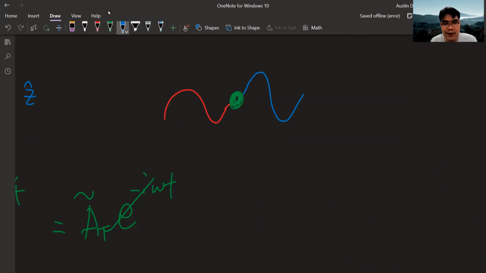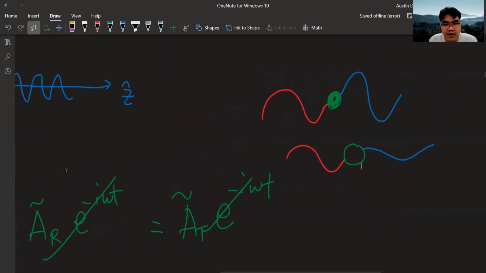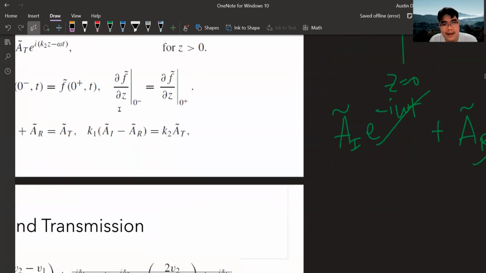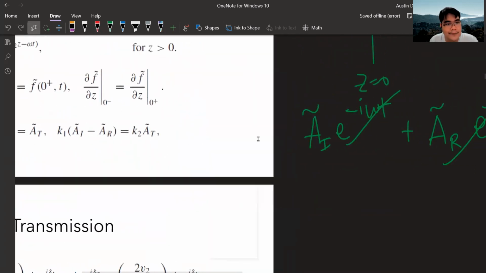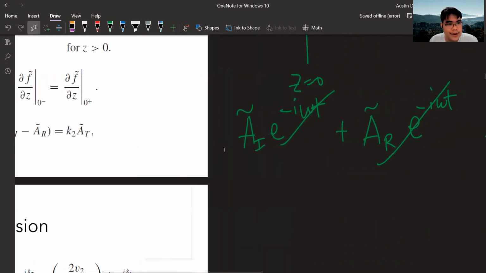Kasi kung masyadong mabigat yung blue, ang mangyayari, sobrang hina nung epekto nun sa kabilang string dahil mabigat nga siya. So, mahina lang yung wave. So, itong linya dito, yung slope dito, hindi nagtutugma pag masyadong mabigat yung string sa kanan. Okay? So, we assume na medyo same lang yung bigat nila. Okay? So, you have that.